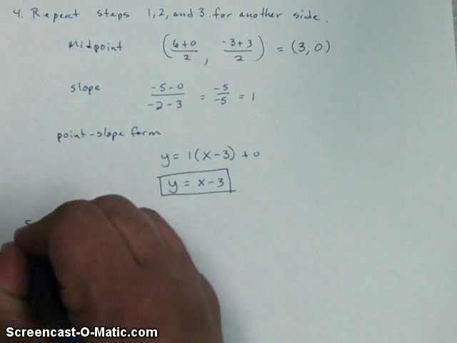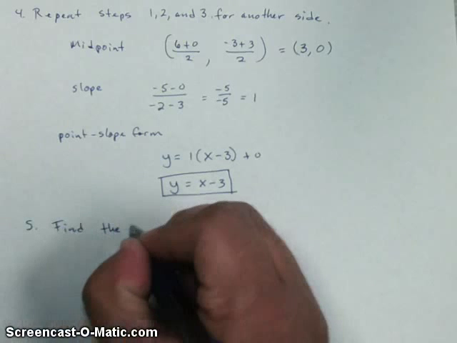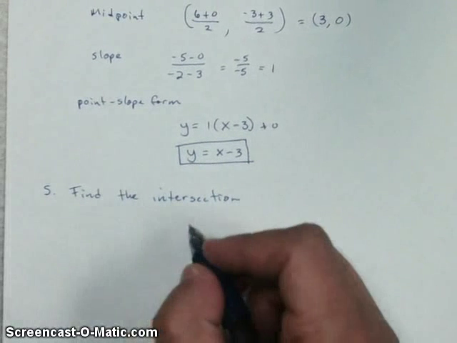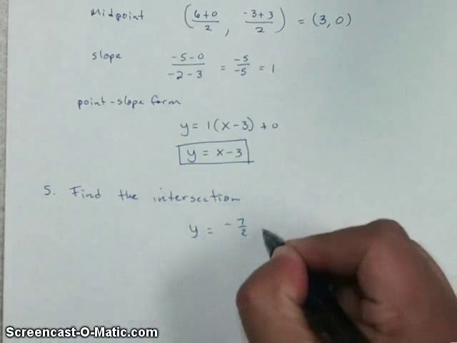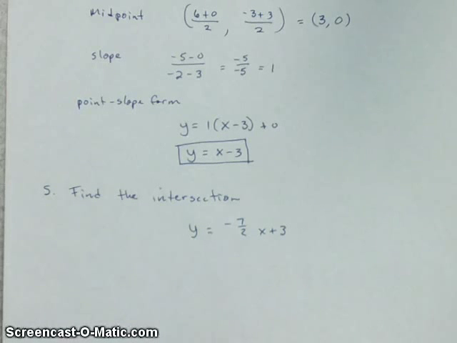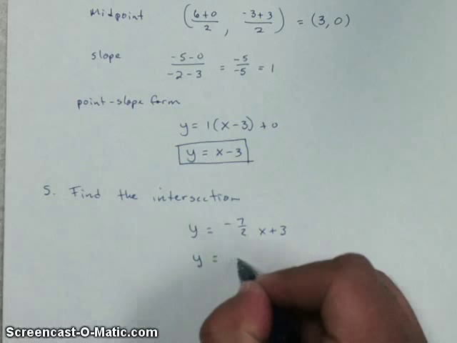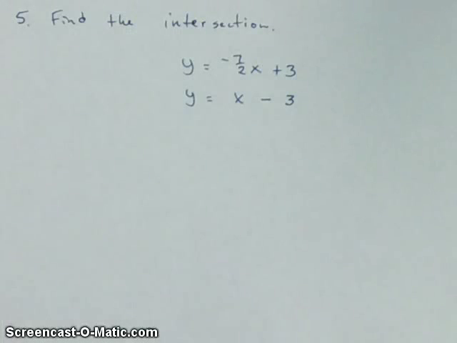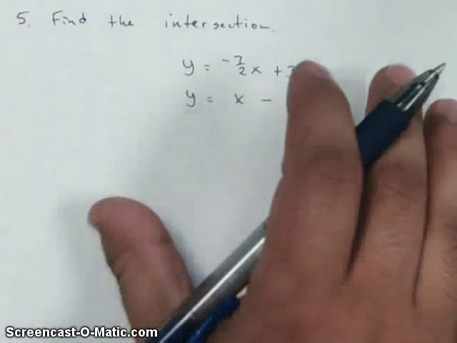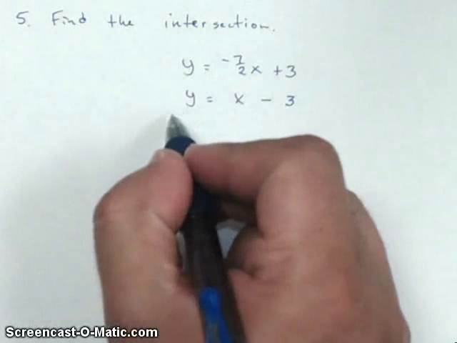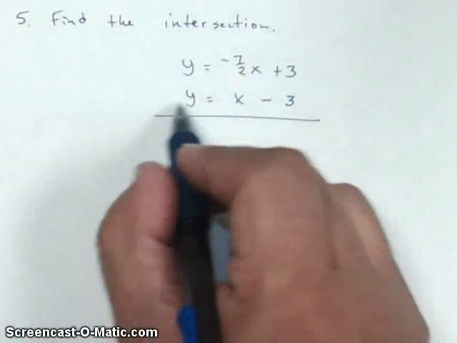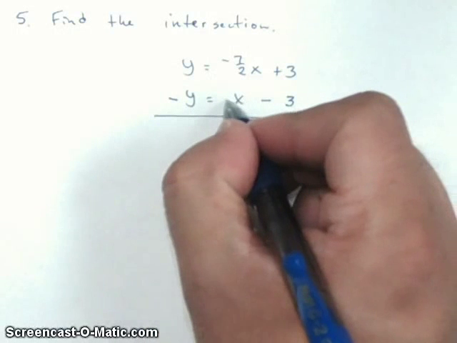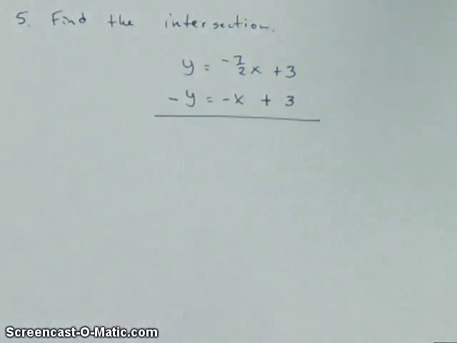That brings us down to the last step, which is to find the intersection of the 2 equations. Remember, from the first one we got y equals negative 7 halves x plus 3, and from the last equation we got y equals x minus 3. The first way to do this is to solve it using a system of linear equations. We need to multiply this bottom equation by a negative 1, which just changes my signs. So if this one was positive, it becomes negative, and this one was negative, and now it becomes positive.